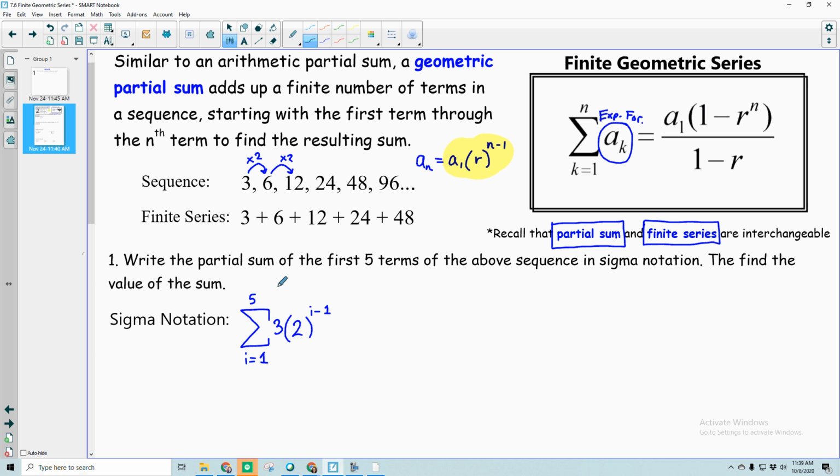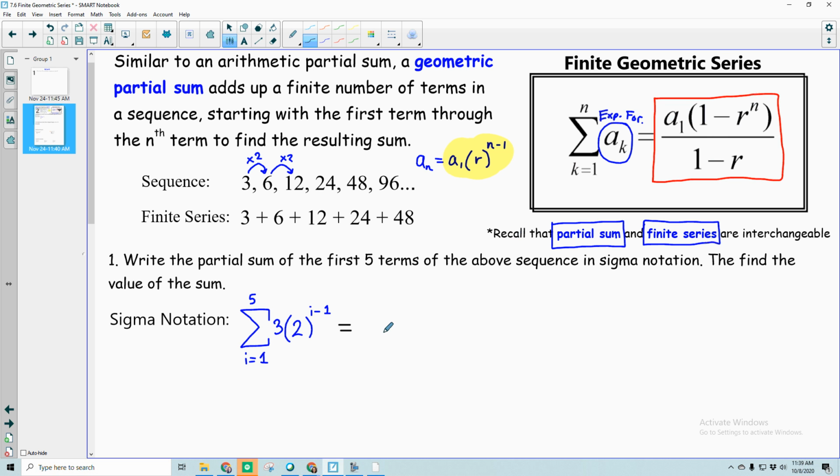All right, so now I've written this in sigma notation, and then the right side of the equal sign, all of this right here, is what we're going to use to evaluate this, or to figure out what this equals. So this formula, it's different than an arithmetic series, and I actually think it's a lot easier to use than the arithmetic one. I don't have to find the last term in the sequence. All I need is the first term, the common ratio, and then n, okay? So let's start by plugging that into this formula.